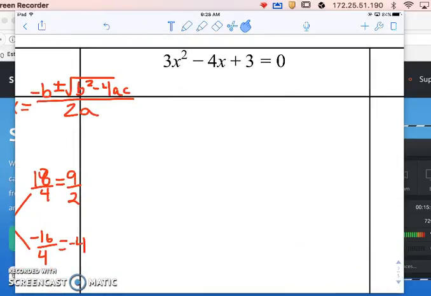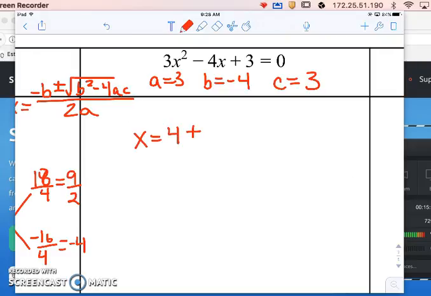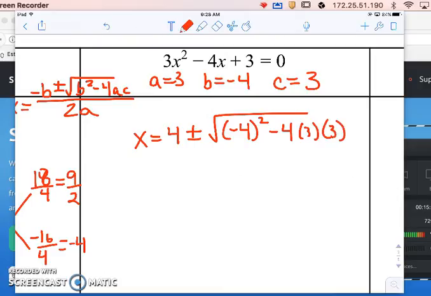So we'll take a look at one more of these. But you guys, I'm guessing, are pretty good with this. So we have a equals 3, b equals negative 4, and c equals positive 3. So we have x equals the opposite of b plus or minus the square root of b squared, and again it's in parentheses, minus 4 times 3 times 3, all over 2 times 3.